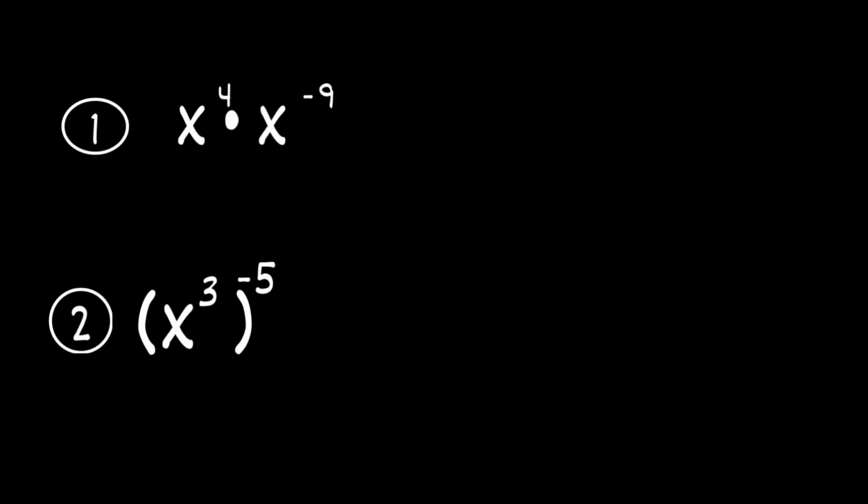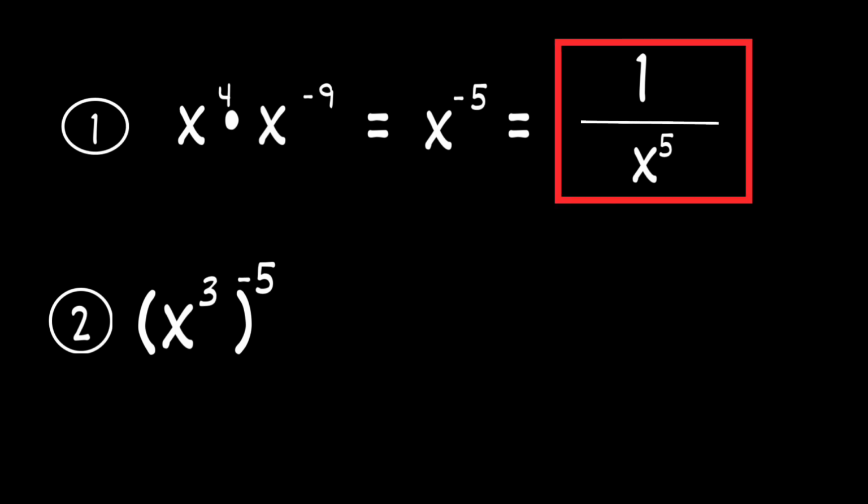So, when multiplying common bases, you need to add the exponents. 4 plus negative 9 is negative 5, and x raised to negative 5 is equivalent to 1 over x to the fifth. So, if you get any negative exponents, make it positive.